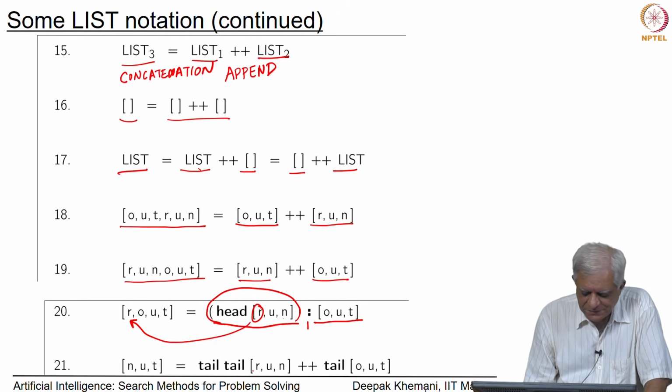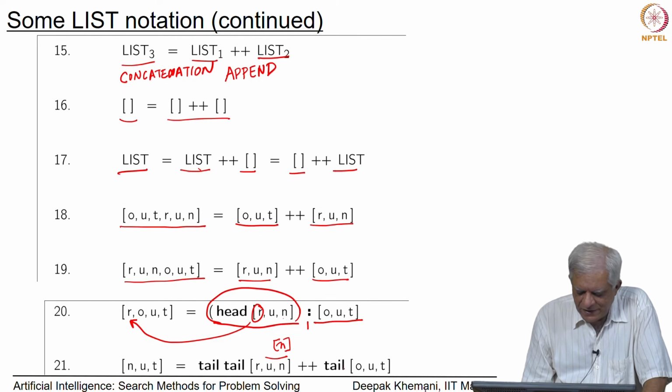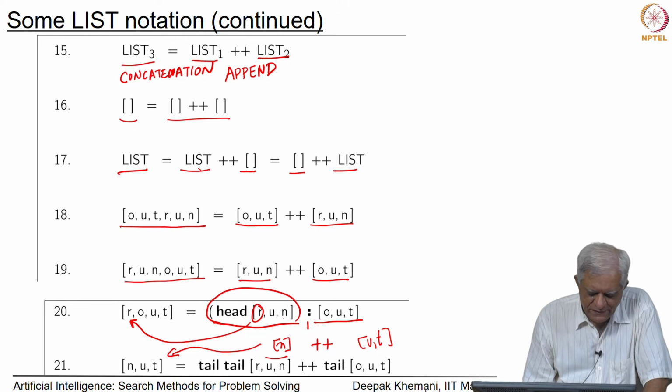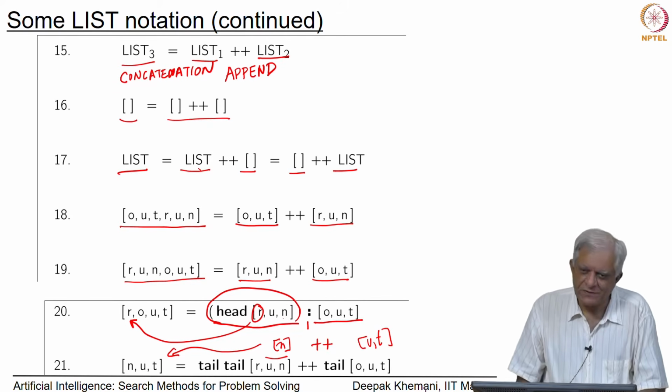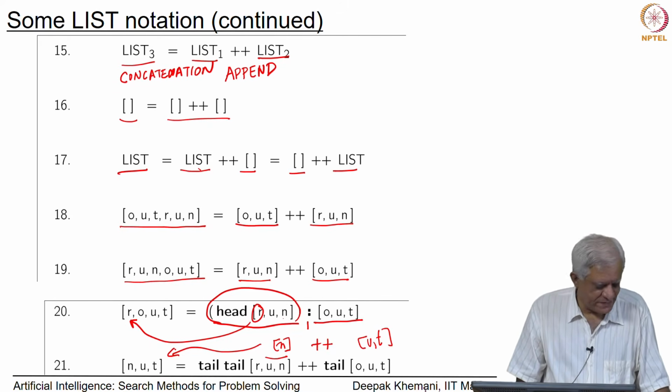Another example where you have tail of run. So, tail of run is UN, tail of run is a list containing N, tail of out is a list containing UT, and when you append these two together you get a list which contains NUT. So, we have interesting ways of operating upon lists.